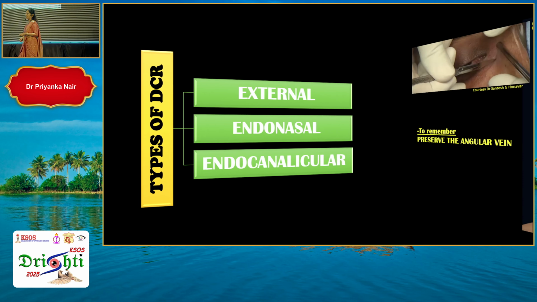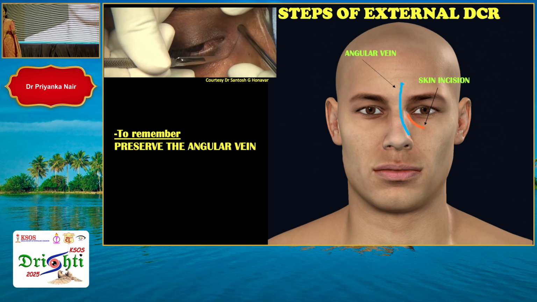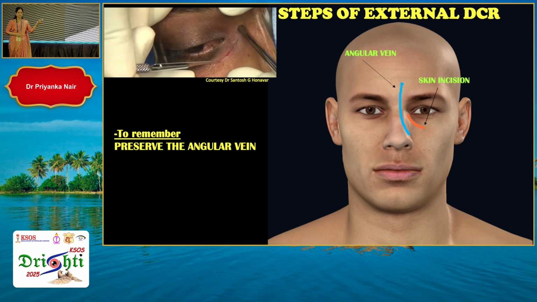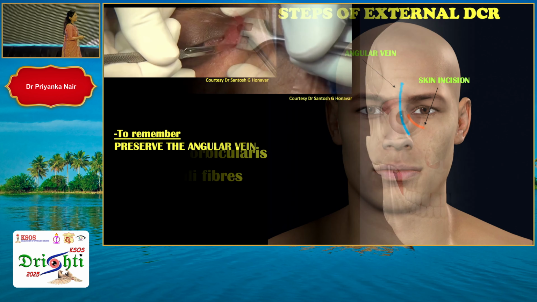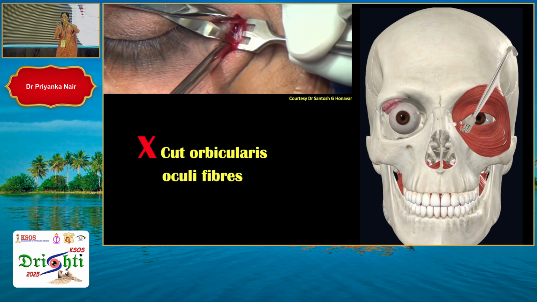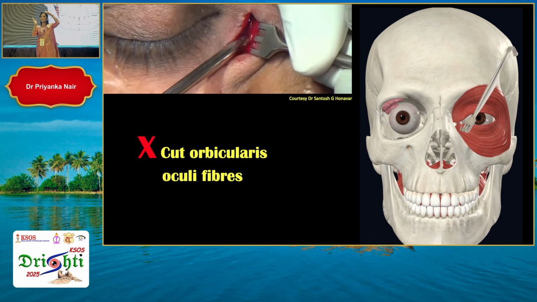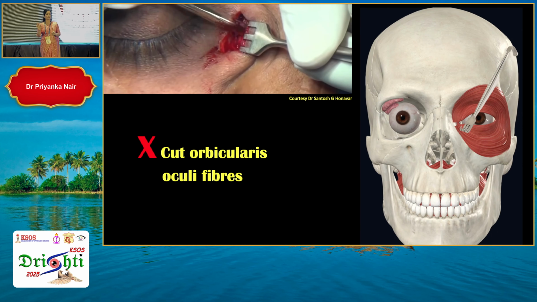Let us move into the surgical details now. First step of external DCR, make a skin incision around 10 to 12 mm in size. Point to remember, preserve the angular vein, it's here, around 8 mm from the medial canthus. Remember not to nick it. Next, you will reach the orbicularis oculi. You have to do a blunt dissection of the orbicularis oculi. Remember not to cut through the fibers.